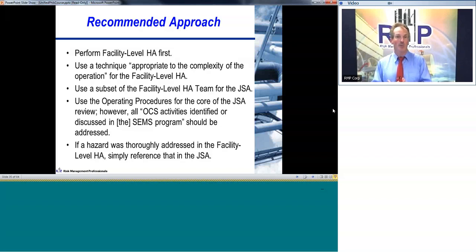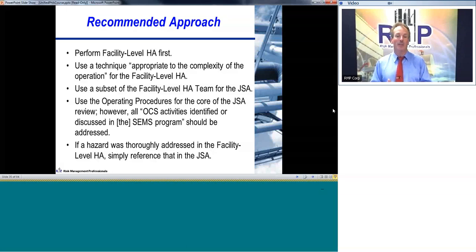A HAZOP study approach. Most of you who've tuned into it with us before know that we have an ongoing HAZOP study facilitation series to help people with good applications of HAZOP studies. So you want to use a what-if checklist, modified 14C, or a HAZOP study to help address this facility level hazards analysis. You want to use a subset of that facility level hazards analysis team for the JSA. Use the core of the operating procedures after you've worked through the design as part of the facility level hazards analysis for doing the JSA review.